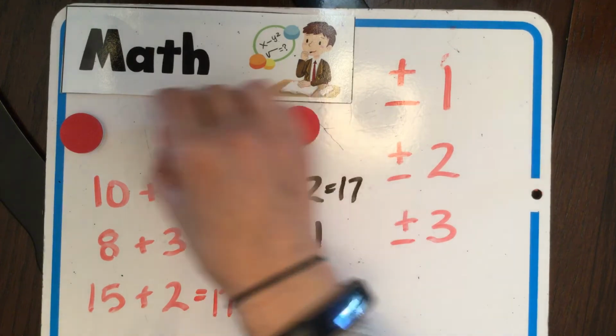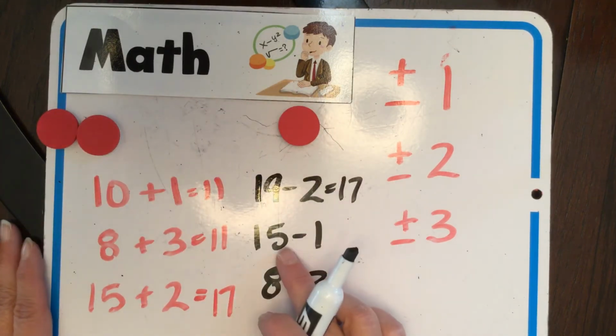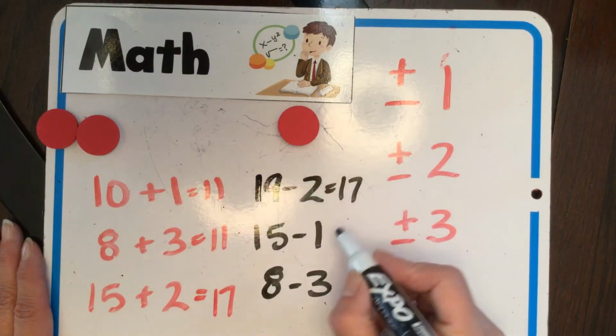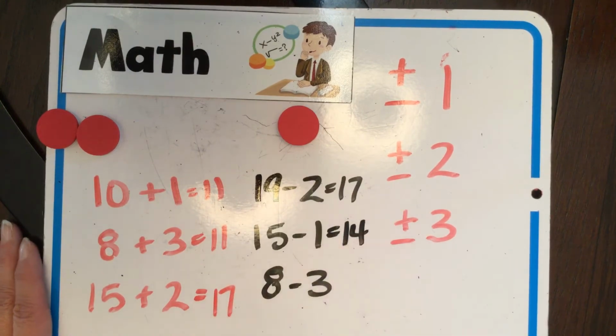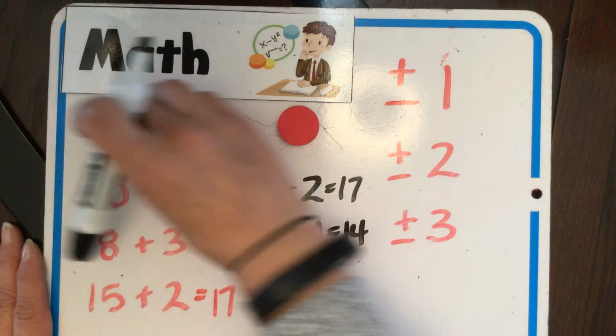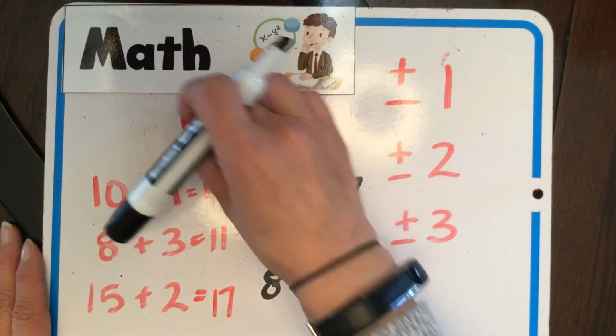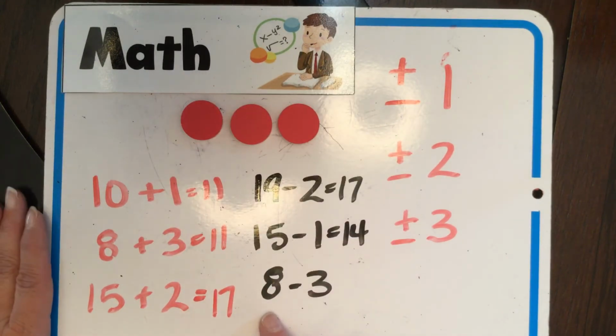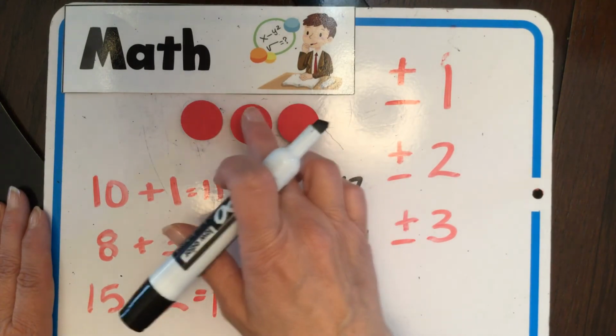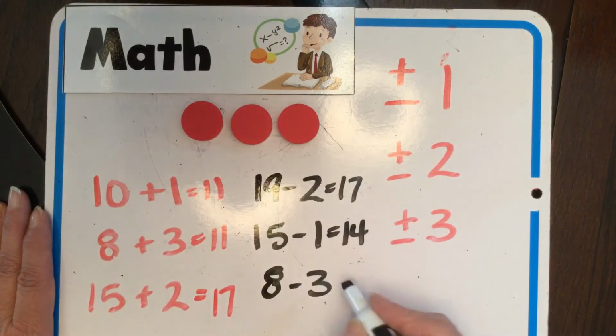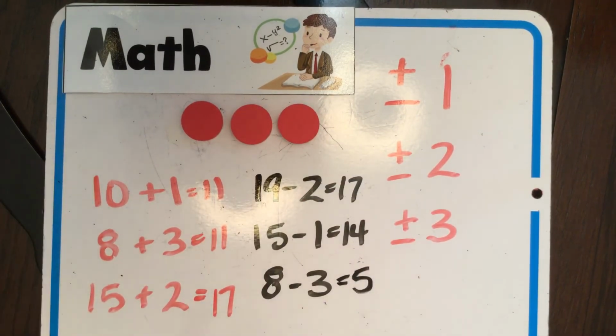If I have 15 minus 1, I just have to count back from 15, 14. So my answer is 14. If it's a minus 3 question, I'm going to count back all 3 objects. So counting backwards from 8, 7, 6, 5. So the one I end on is my answer.